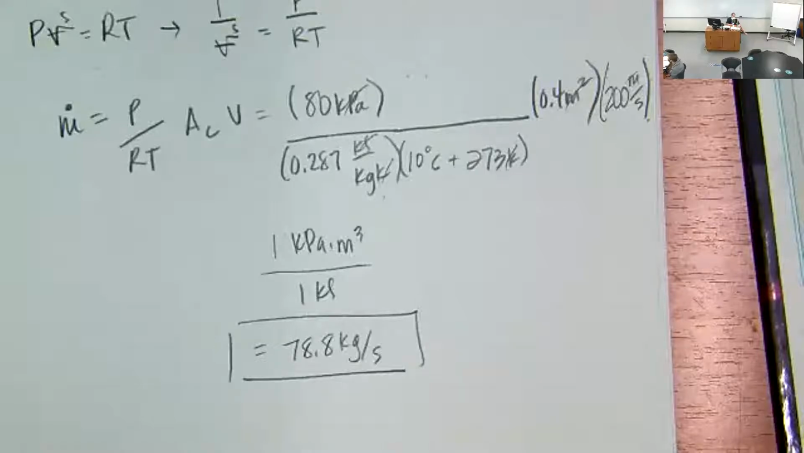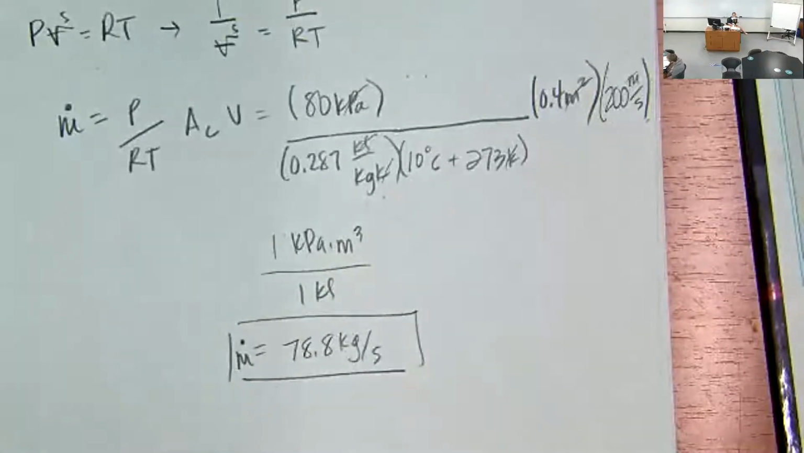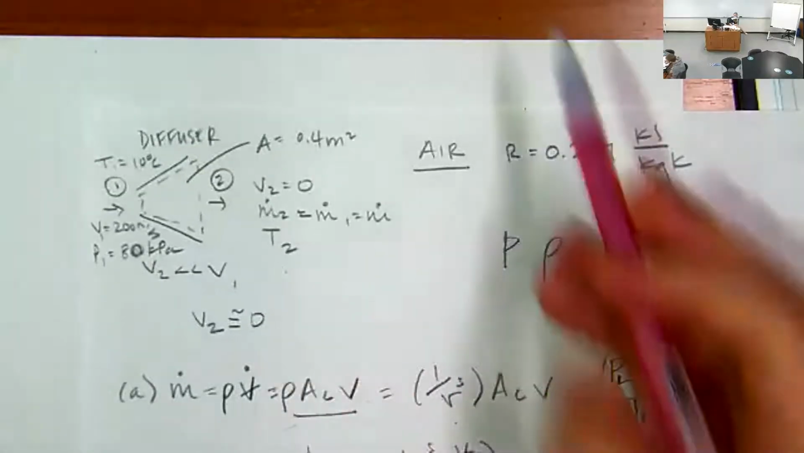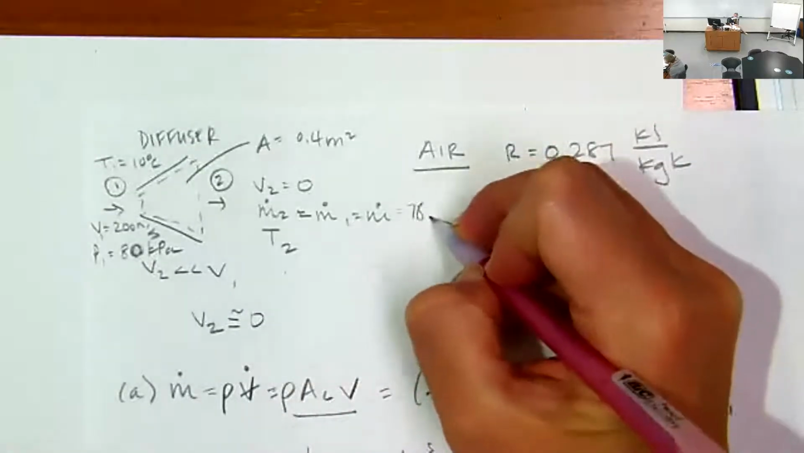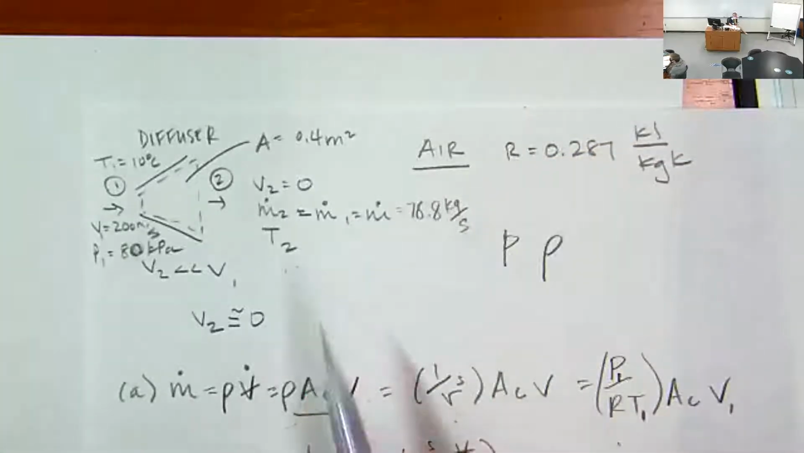All right, so that's part A, our mass flow rate of air in the diffuser. For part B, we're going to use our energy equation. So for part B, we're asked to find our temperature here. So we now know our mass flow rate is 78.8 kilograms per second. We're trying to figure out the temperature at the end of this diffuser.